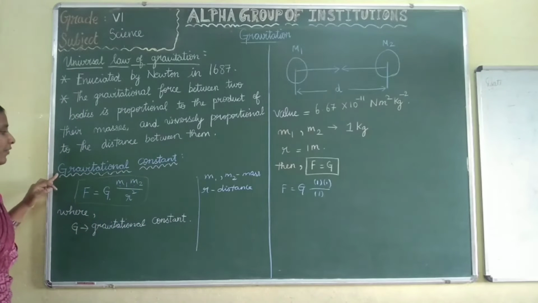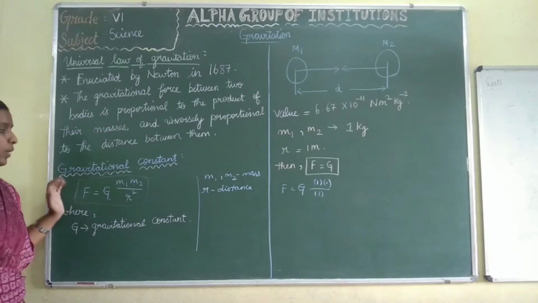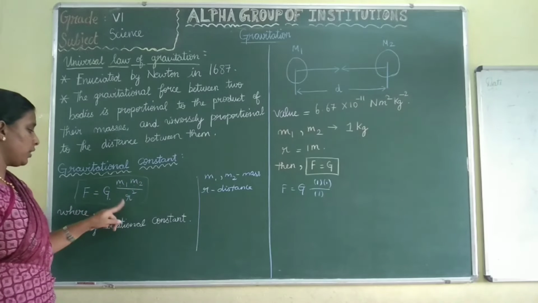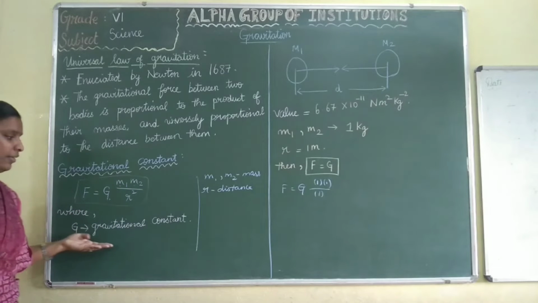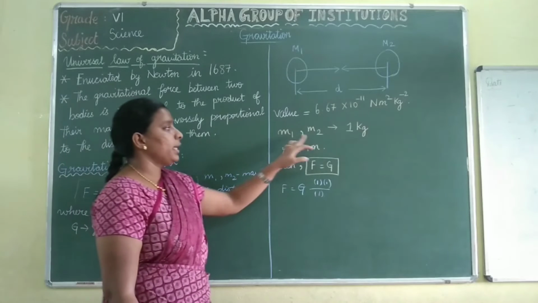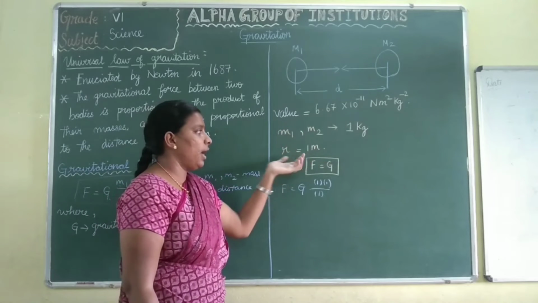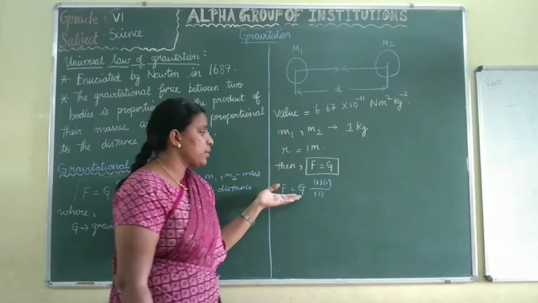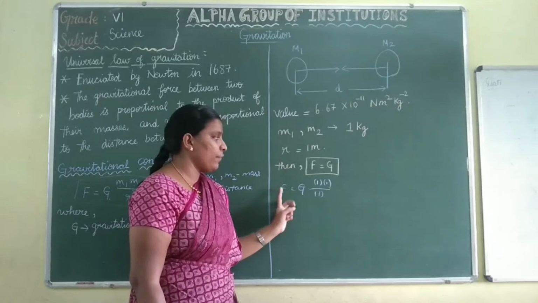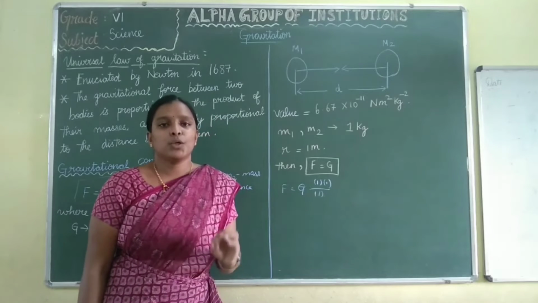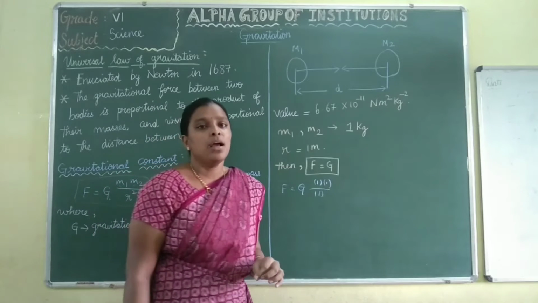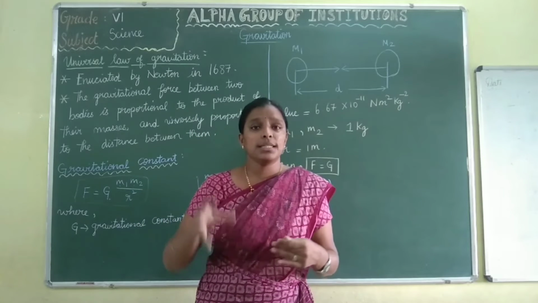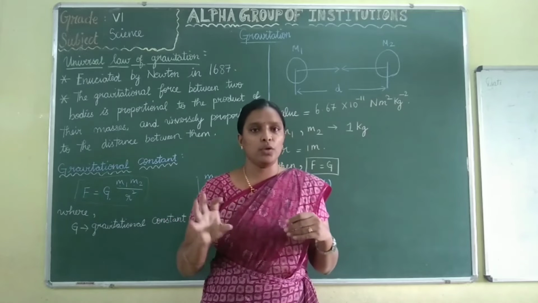Then we come to the gravitational constant. So F is equal to G into m1 into m2 by r square, where G is the gravitational constant. Then m1 and m2 are 1 kg and r, which is the distance, is 1 meter. If I substitute all of this, it will be 1, so F is equal to G. So this is the universal law of gravitation. Very simple. This gravitation is a very interesting lesson. If you just listen, you will be into that lesson. You need not mug up.